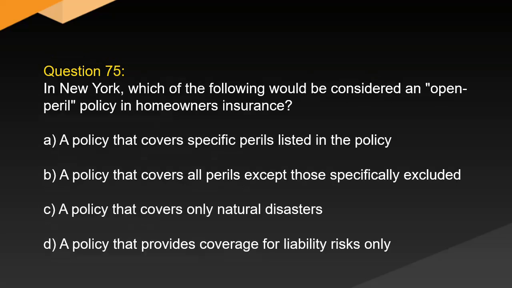Question 75. In New York, which of the following would be considered an open peril policy in homeowners insurance? A. A policy that covers specific perils listed in the policy. B. A policy that covers all perils except those specifically excluded. C. A policy that covers only natural disasters. D. A policy that provides coverage for liability risks only.